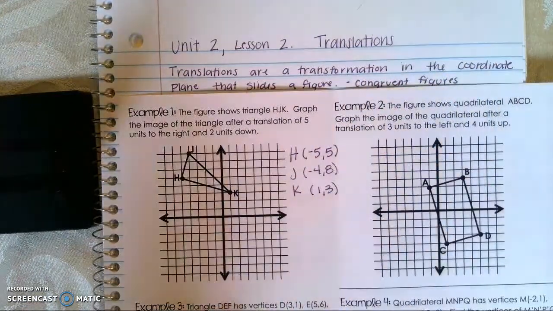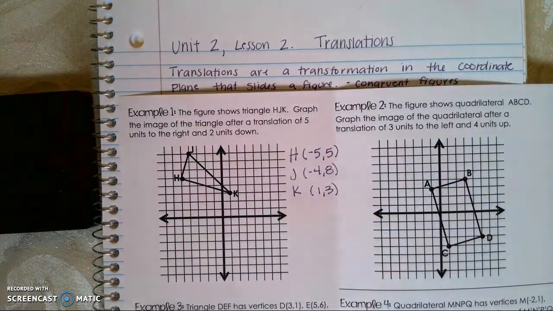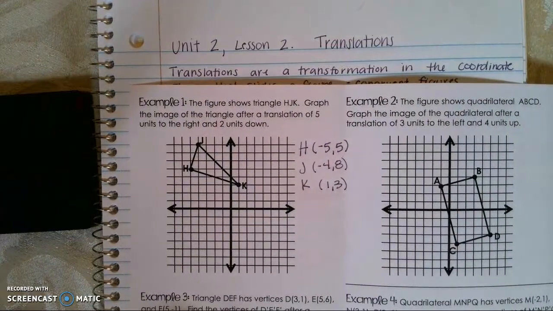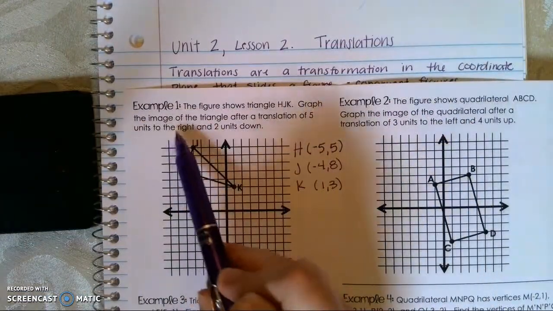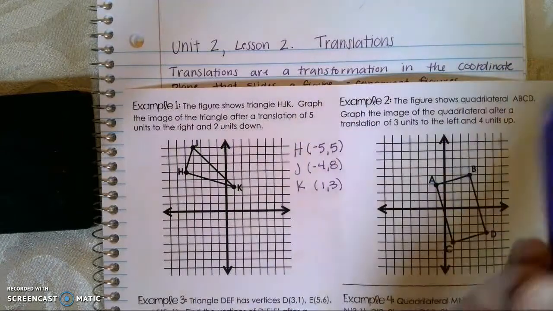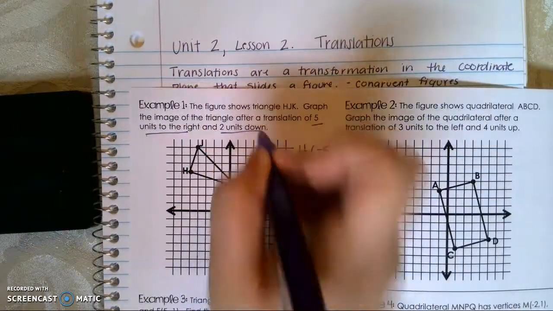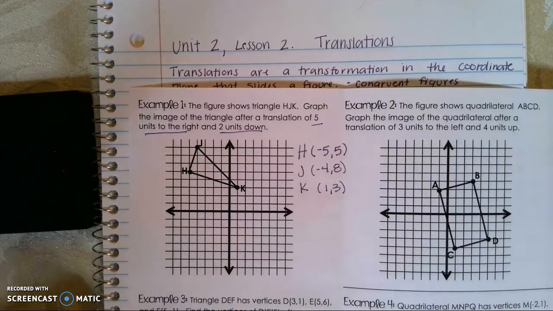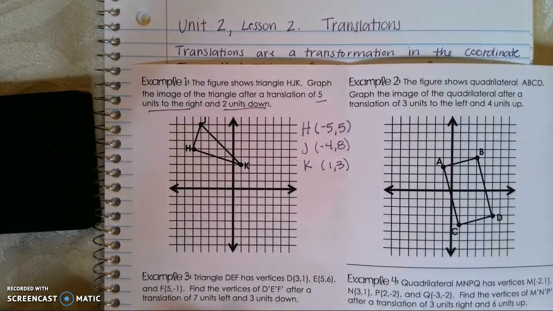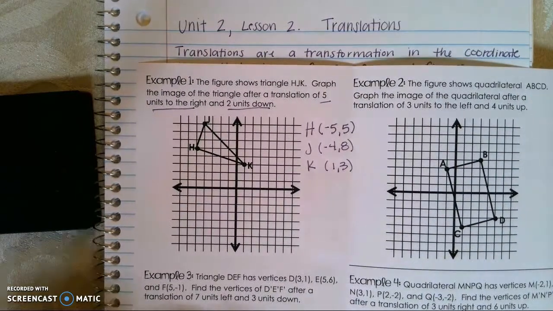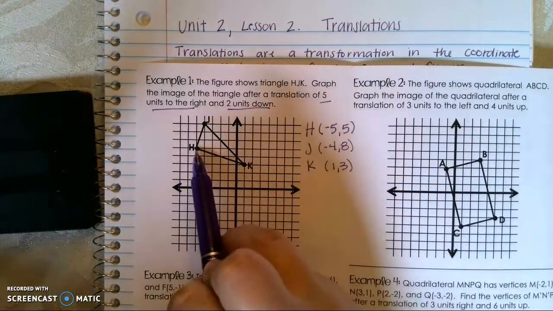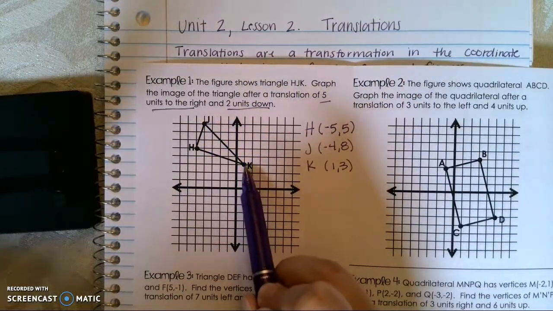And the first thing I always want to do is write down those ordered pairs so I can have those accurate. Then it says, graph the image of the triangle after a translation 5 units to the right and 2 units down. Okay, 5 units to the right and 2 units down. All I'm going to do is take each ordered pair that I have and count 5 units right and 2 down. So I'm going to start with K and just count.